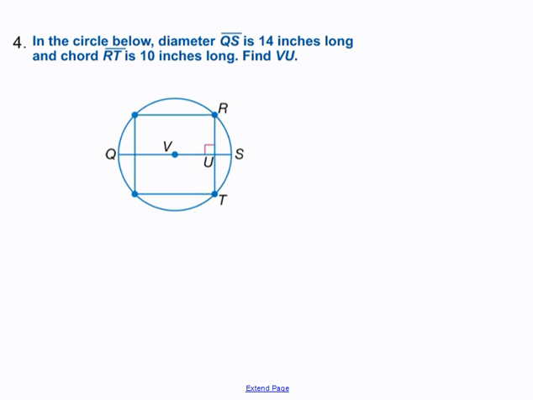In the circle, it says again that the diameter is 14 inches long and the chord RT is 10 inches long. This is the same as the last problem. So I want you to do this one on your own and figure out what VU is. I will know that you listened to the video when I see that this is done tomorrow.